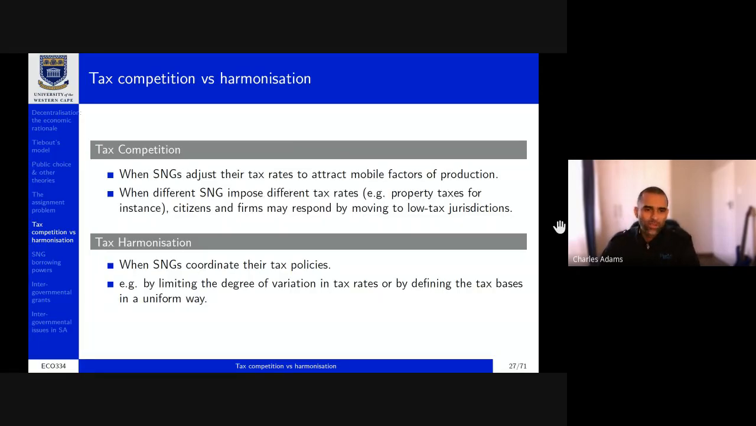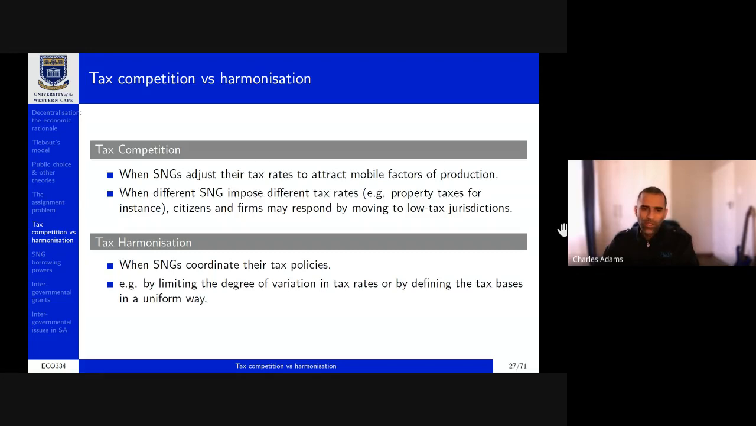We've got 5 minutes left, so I'll just get through this very quickly, because I don't want to stretch this chapter over too many sessions. So tax competition is when subnational governments adjust their tax rates to attract mobile factors of production. When different subnational governments impose different tax rates, citizens and firms may respond by moving to lower tax jurisdictions. Right, so this is subnational governments actively competing with each other to attract either citizens or firms, for that matter.